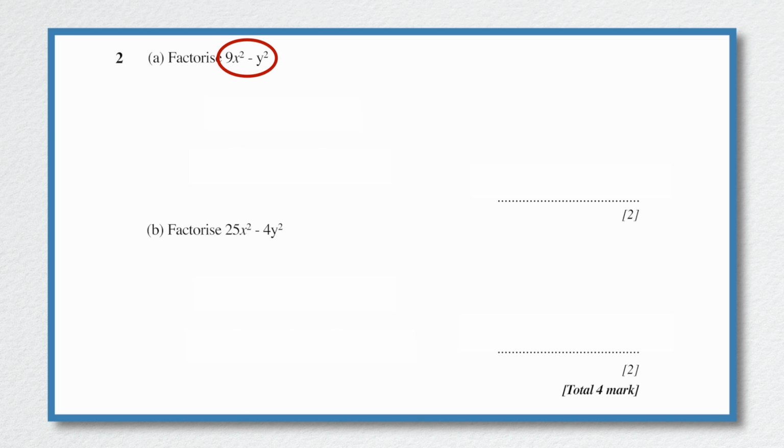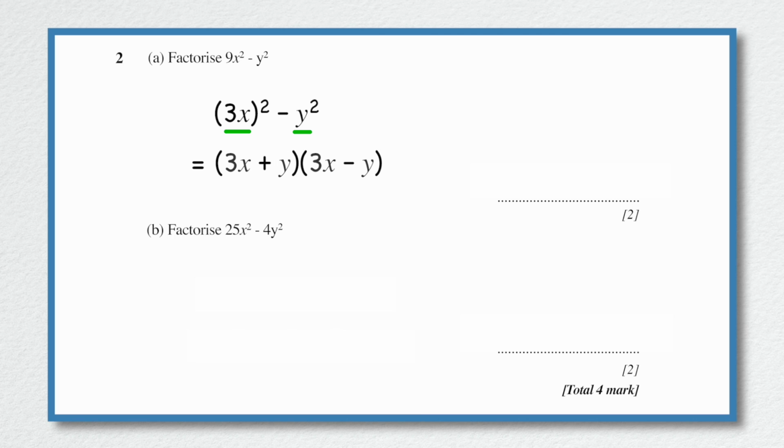The coefficient of x squared is 9. 9 is a square number. I can therefore rewrite this expression as 3x all squared subtract y squared. We now have the difference of two squares. So our answer in factorised form is going to be something add something, something subtract something. And those somethings are going to be these two terms here, 3x and y. So we have (3x + y)(3x − y), and that will give you 2 marks.